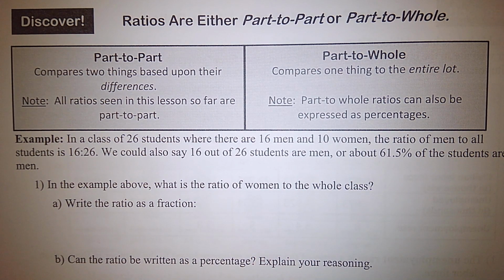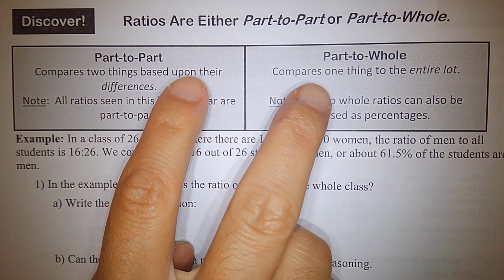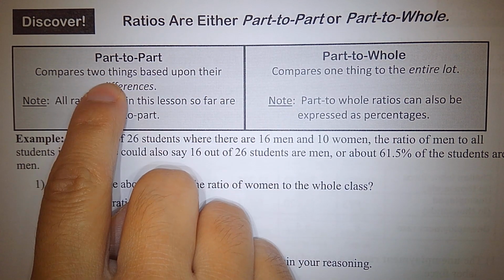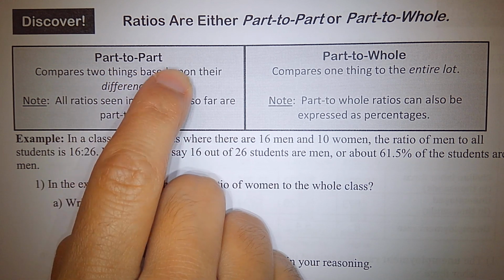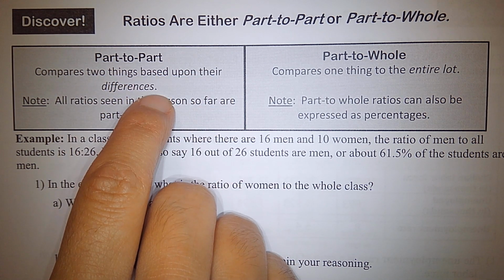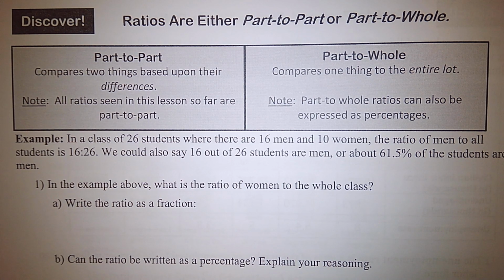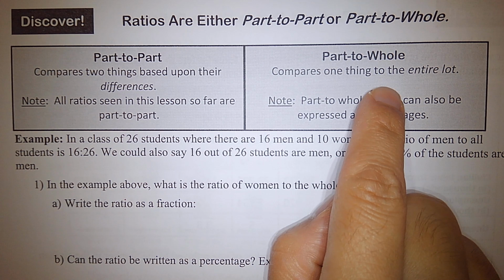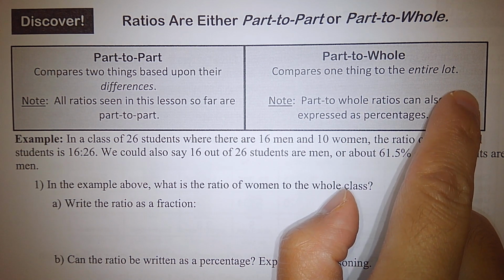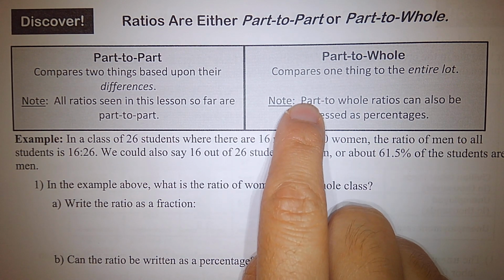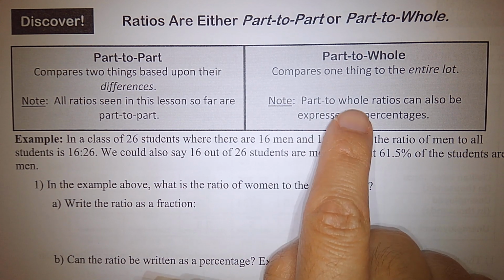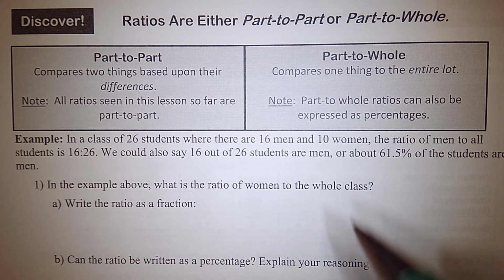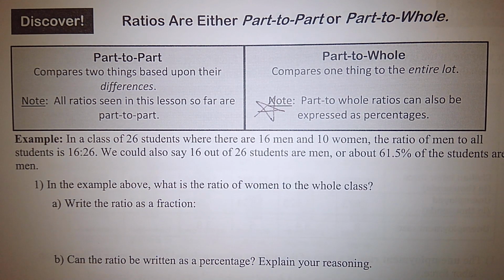Okay, very good. So you have to know the difference between a part-to-part ratio and part-to-whole. Part-to-part ratio compares what? Two things based on their differences. So two different things comparison. Part-to-whole compares one thing to the entire what? Lot, entire lot. And now here, it's important. Part-to-whole ratio can also be expressed as what? Percentage. So, let's do one example.